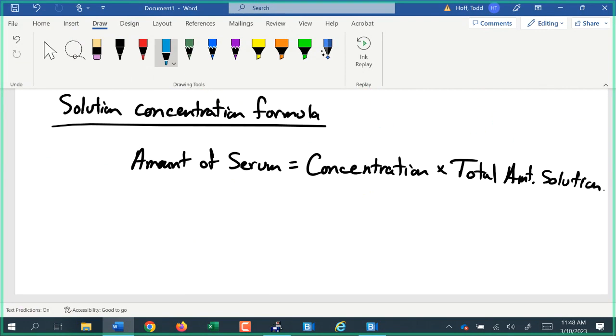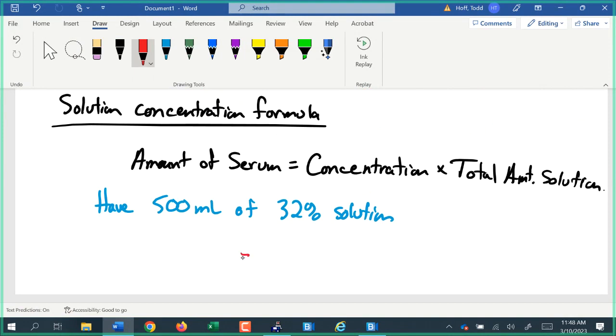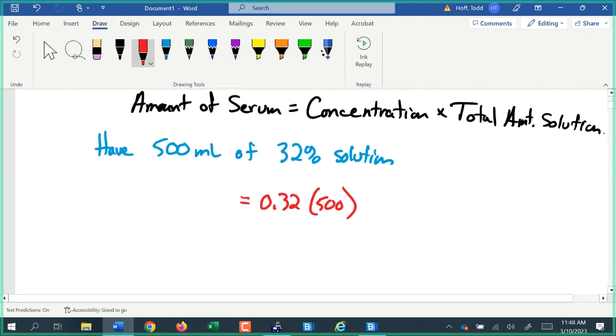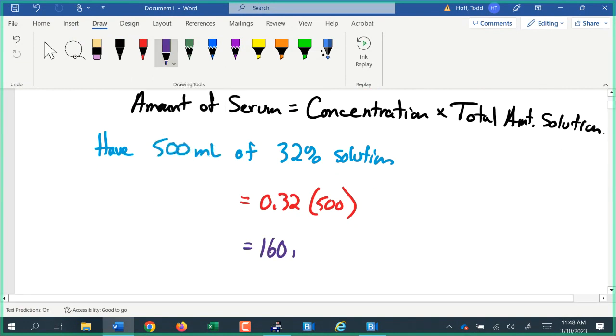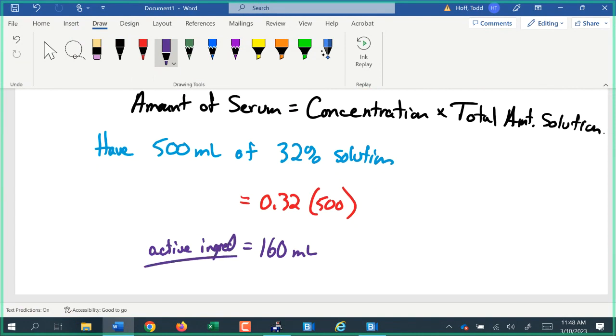And we saw this last unit as well. Let's say we have 500 milliliters of 32% solution. Well, that means then the amount of active ingredient we have is 0.32 times 500 milliliters. And I believe that comes out to 160 milliliters of active ingredient. Or serum, as we've been referring to it.